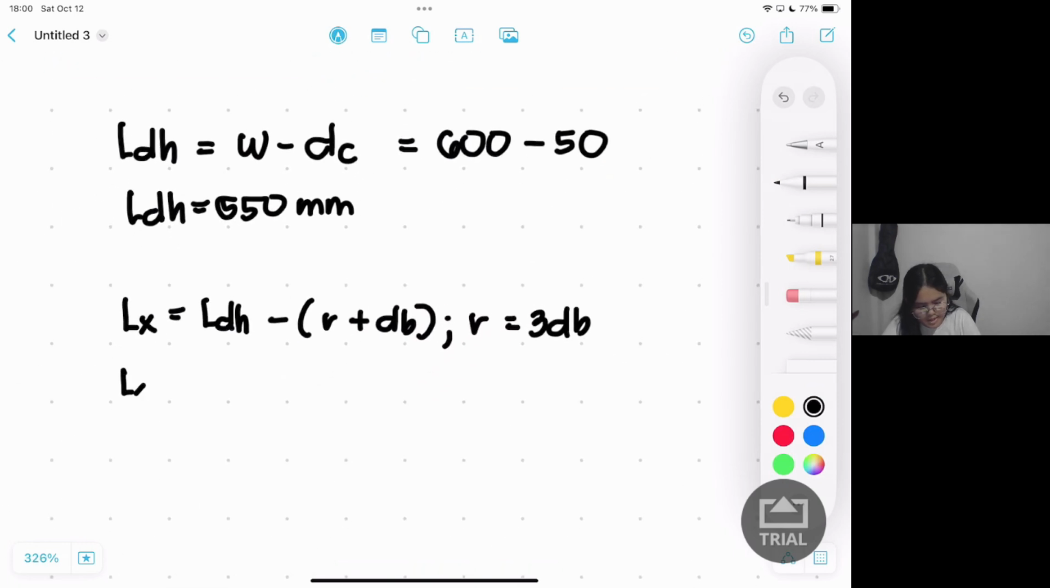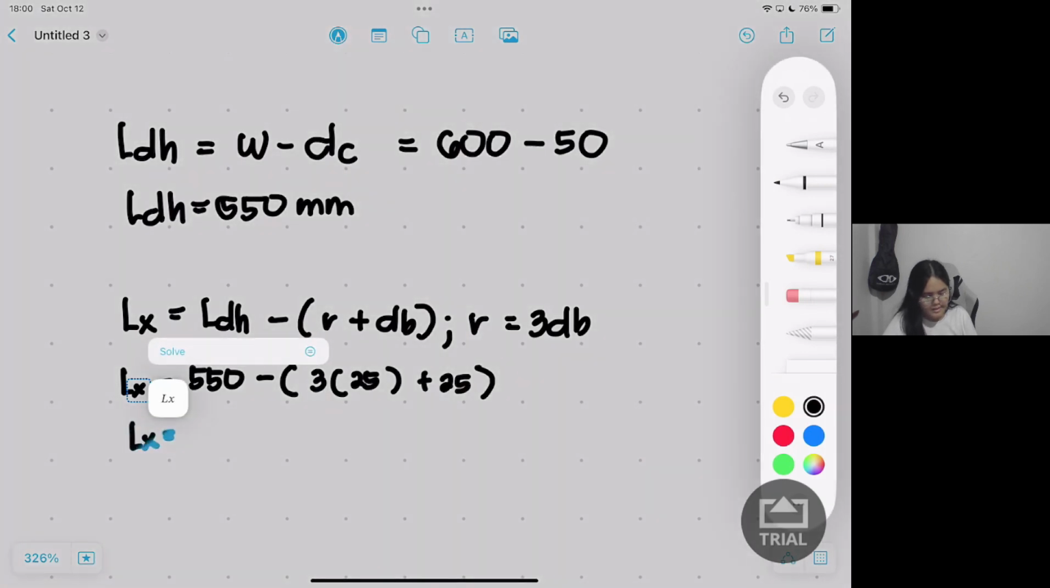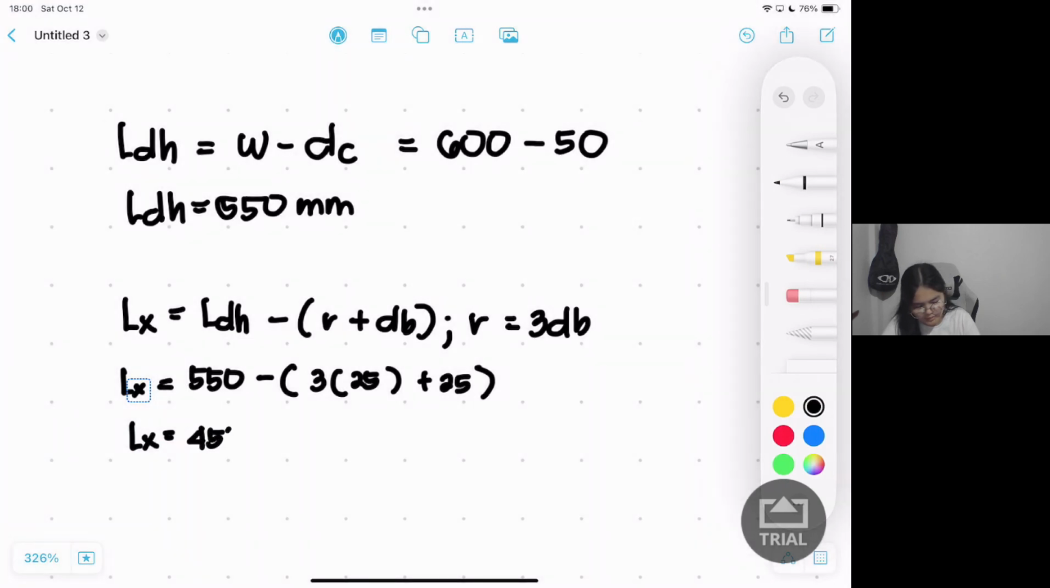Okay? So, Lx is equal to 550 minus 3 times 25 mm plus 25. So, ang makukuha nating Lx ay paki-compute din sa inyo yan guys ha. We have 450 mm.